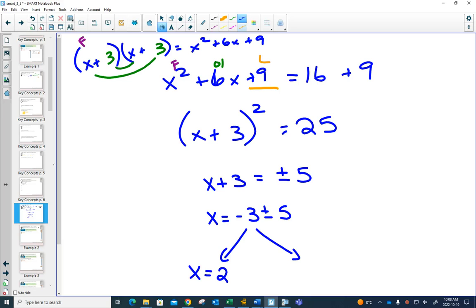That one works. Or, if I use the minus sign, I would get negative 8. Do a quick check. Negative 8 squared, positive 64. Minus 48 is 16. It works as well.